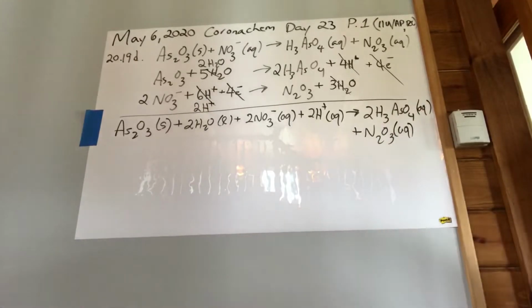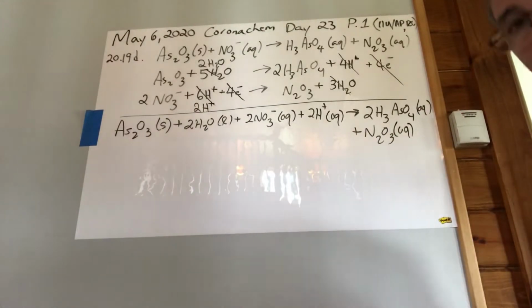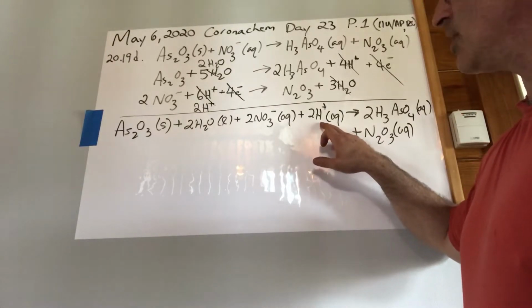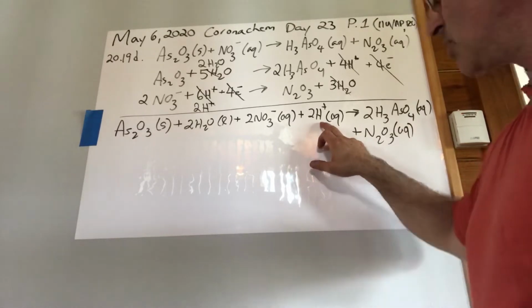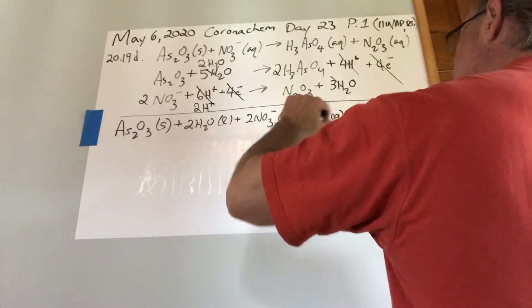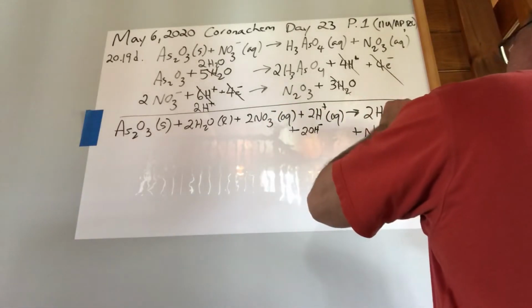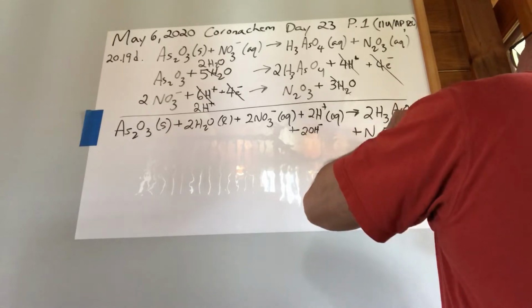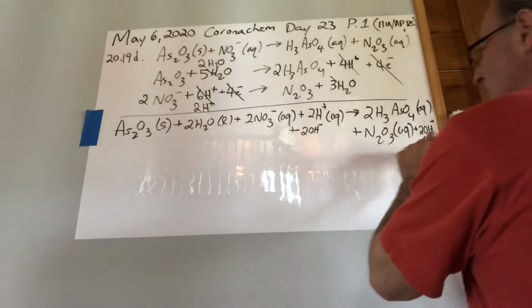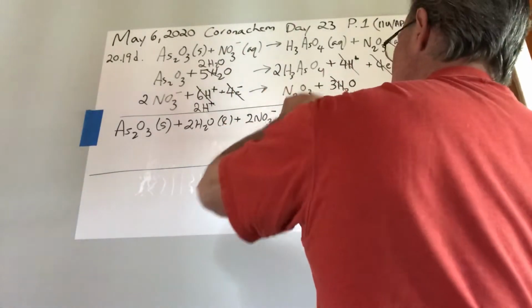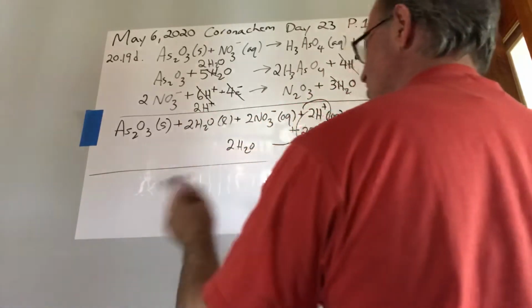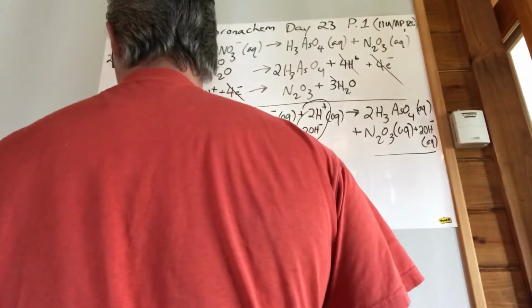But how do we balance under basic conditions? Well, to balance under basic conditions, what you do is you add the same number of hydroxides as there are protons on the side that has a net amount of protons. So you have 2 protons on the left. I'm going to add 2 hydroxides on the left, and I'll do the same on the right because it's like an algebraic action. Whatever I do on one side has to be done on the other side to keep balance. And these 2 turn into water. So you'll have 2 H2Os here, and then there's 2 H2Os there.